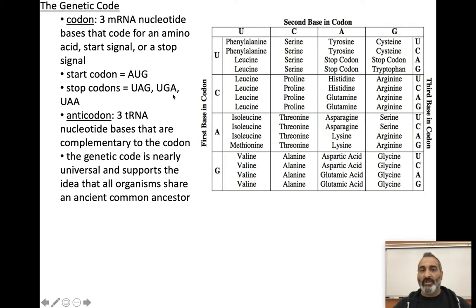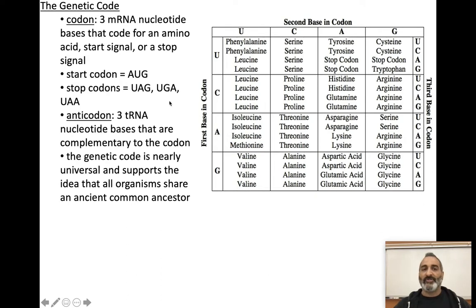You look up AUG: the first base, A. The second base, U. So A is somewhere in this row, and U is in this column. Now we've narrowed it down to this box here. The G is over here. So A, U, we're in this box, and G puts us at methionine. Methionine is the start codon. It is the amino acid that starts every protein sequence that you will be dealing with for our class.